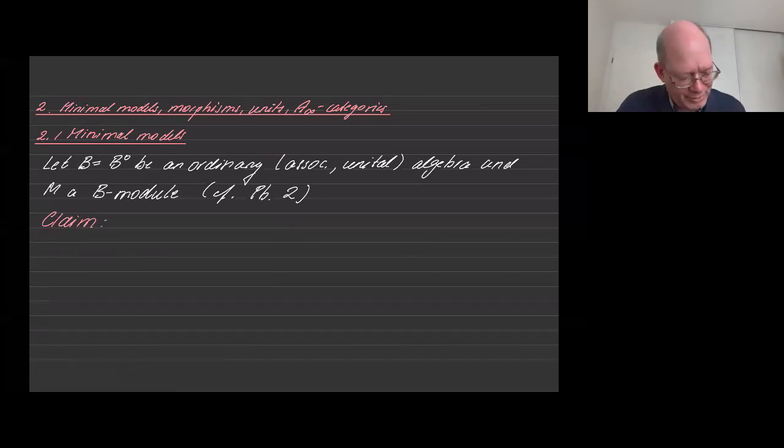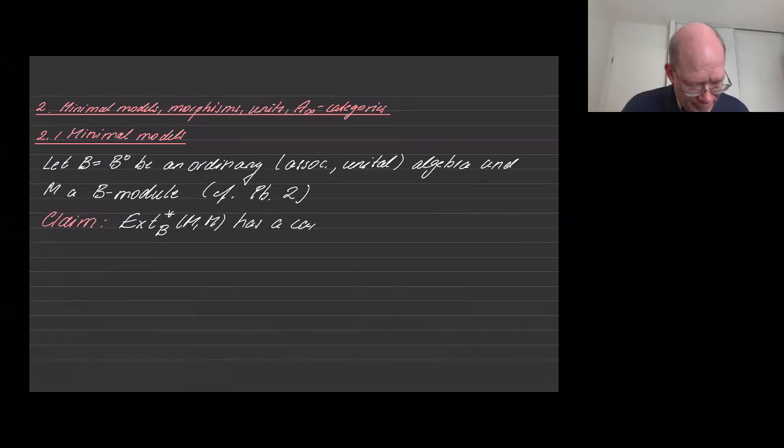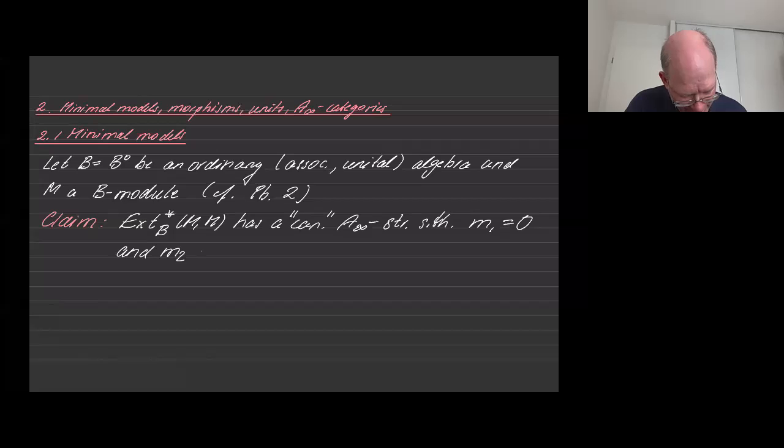The claim is that this Yoneda algebra of M with itself has a canonical A-infinity structure. I'm exaggerating a little bit, it's an almost canonical structure, such that M1, the differential, vanishes, and M2 is the Yoneda product, the ordinary product of extensions.